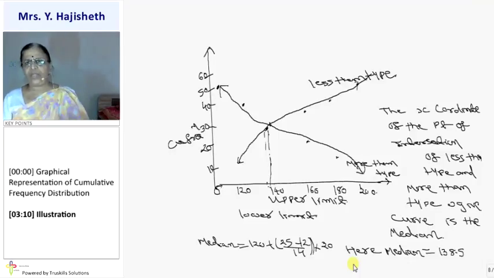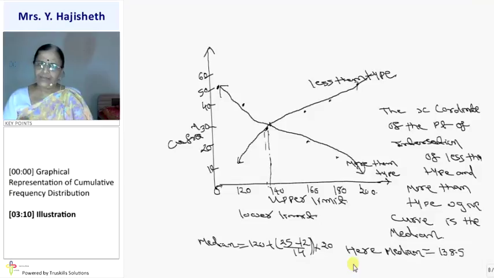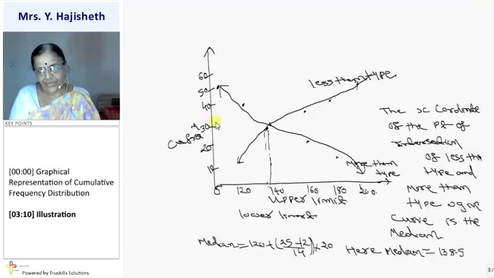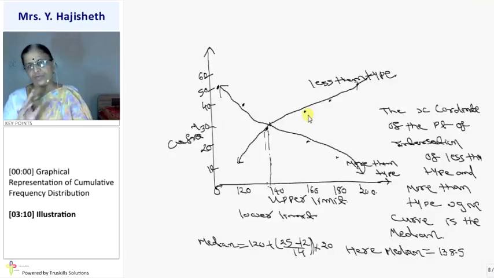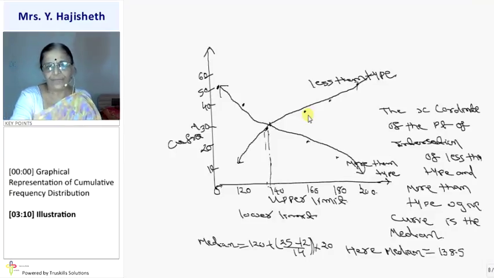Suppose only from less than type you want to find out median. Then you take the n by 2. N by 2 is 25. So you take 25 on the y coordinate, you draw a line parallel to x axis. It intersects your less than type or more than type ogive curve. From there, you again draw a line parallel to y axis. It intersects x axis at some point. So the x coordinate of the point whose y coordinate is n by 2 will be the median of the data. Okay? Are you clear?